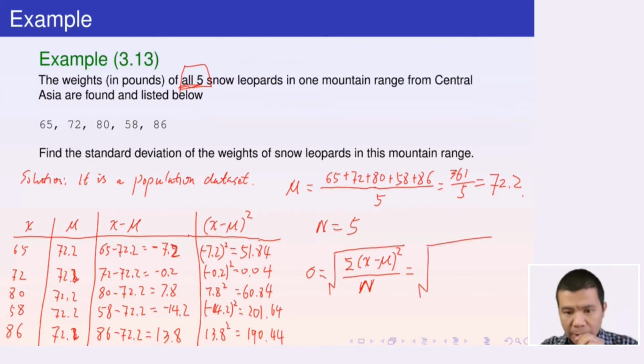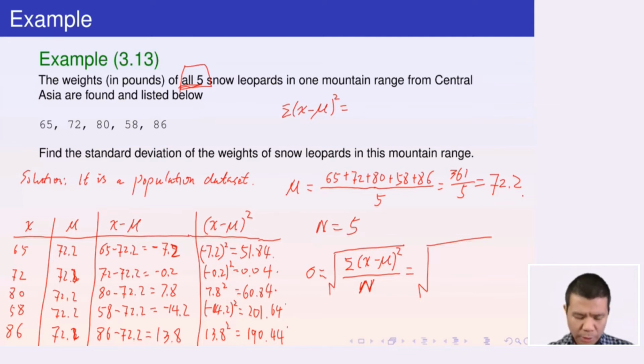Oh, okay, so we haven't found the summation yet, right? So let's calculate the summation. I'm going to put it here. The summation of (x minus mu) squared, so what is it? The summation of all these squares. So let's get the summation of all the squares.